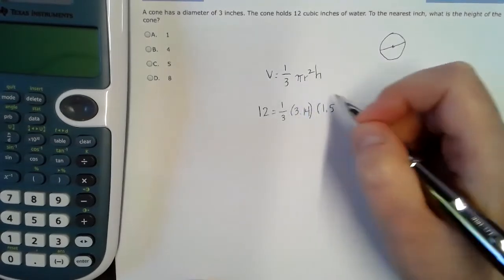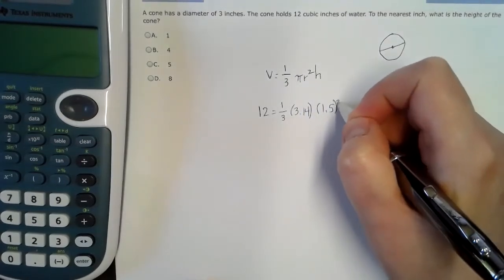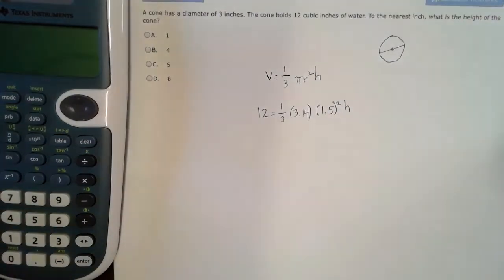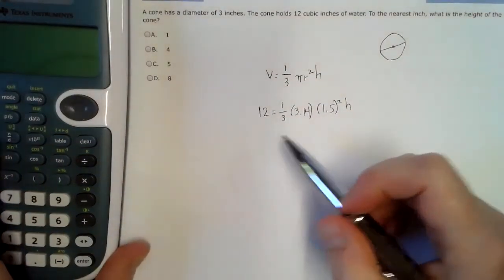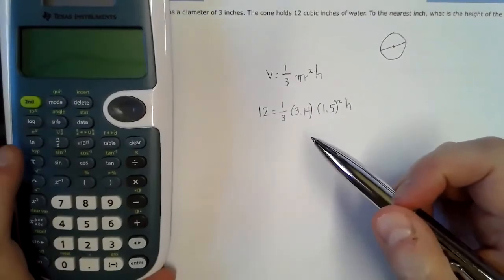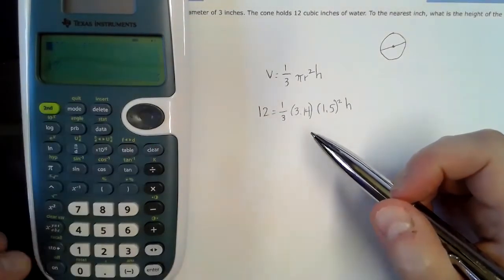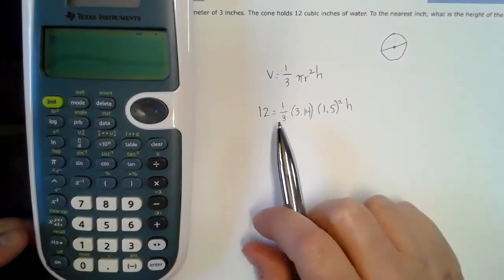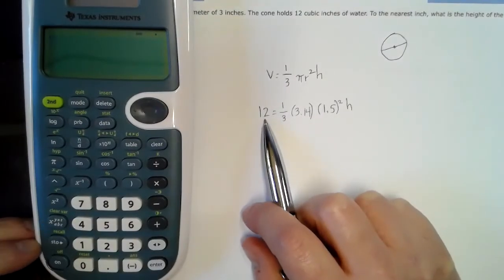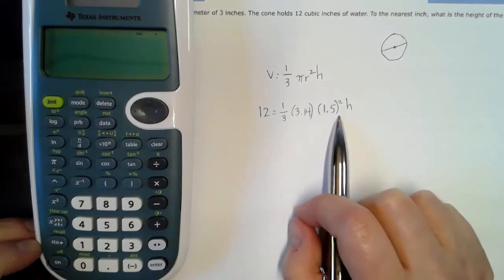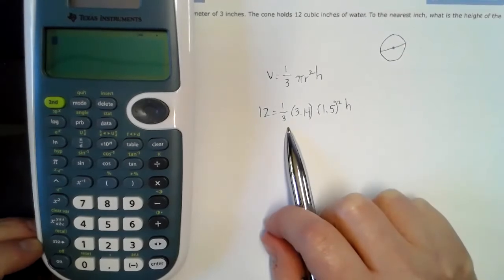1.5, don't forget the square, times height. The height is actually what we're looking for. But we can fill in the rest of the formula because it makes it easy to find the answer. So let me turn this on. We're not even going to worry about the 12 right now because we don't need it yet, but we're going to need it. We're just going to figure out this end of the problem.